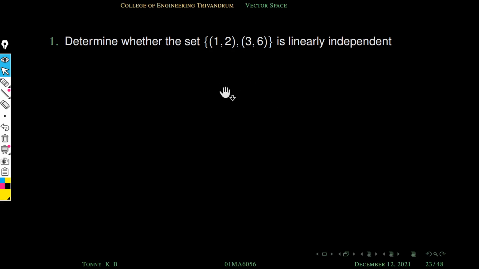What about your conclusion about this set? Is it dependent or not? That means the question is: is it possible to find non-zero scalars C1 and C2 such that this linear combination equals 0? If there is no non-zero scalar satisfying this condition, then we can say that it is independent. If non-zero scalars exist, then it becomes linearly dependent.